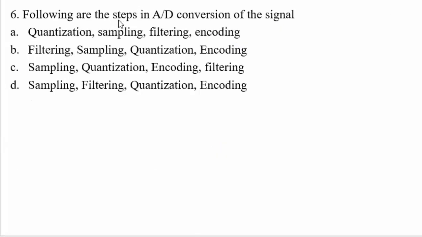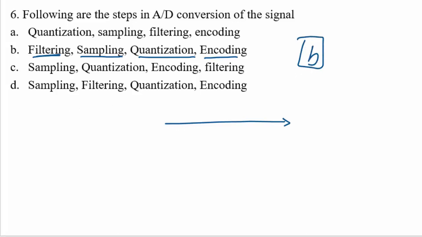Moving on to the sixth question, what they are telling is: arrange the steps in A to D conversion of the signal from left to right. The first thing you are going to do is remove the higher frequency components, nothing but perform filtering, and then take samples. You can go for Nyquist sampling, oversampling and undersampling, but if you go for undersampling, aliasing will occur, and Nyquist sampling is nothing but the verge of aliasing. So always make use of oversampling techniques. The next step is sampling, followed by quantization, followed by encoding. So option B is correct.